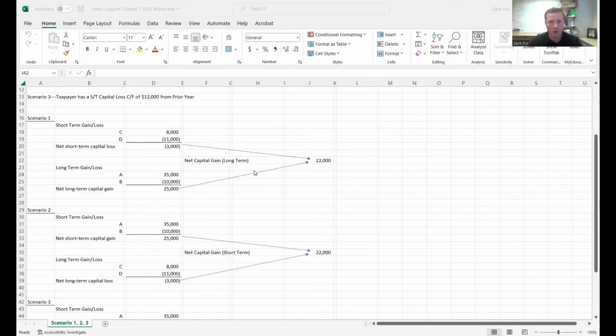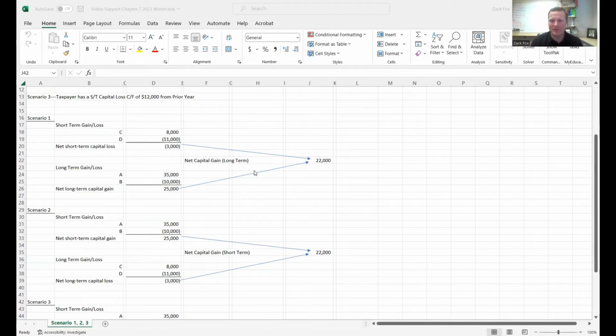So in this scenario 3, we're going to introduce this short-term capital loss carry forward of $12,000 that we generated in the previous year, for example. What that means is that last year, presumably we had a $15,000 net short-term capital loss, of which we used $3,000 as a deduction, resulting in a $12,000 carry forward.